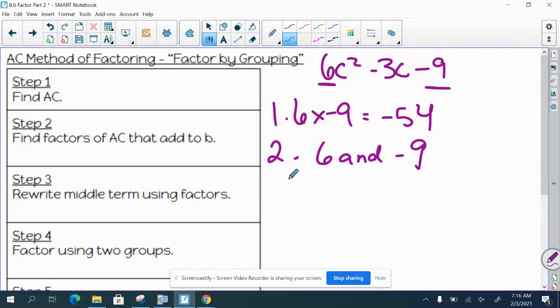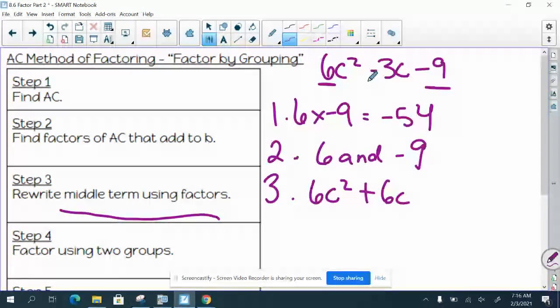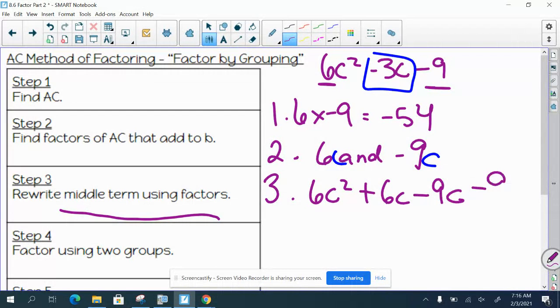All right, now step 3 is to rewrite your equation, except we're going to break up the middle term into these two factors. So now we're going to do 6c squared and then plus 6c, because we're going to break negative 3c up. We're going to break this up into 6c and negative 9c. Okay, so we're going to do 6c squared plus 6c minus 9c minus 9.